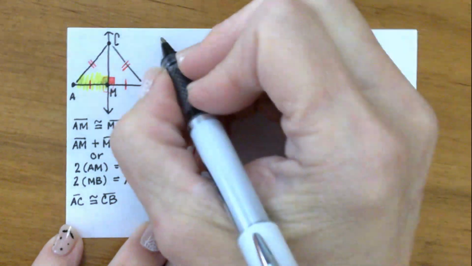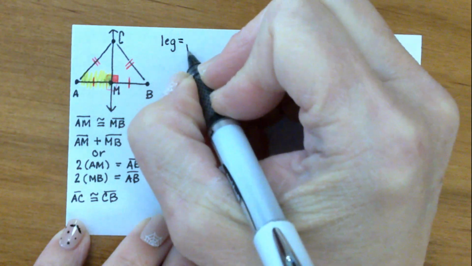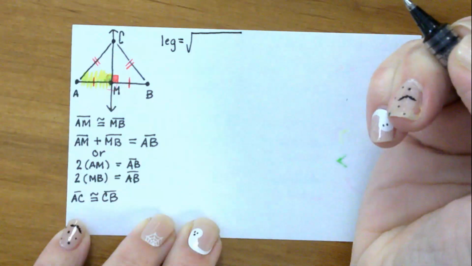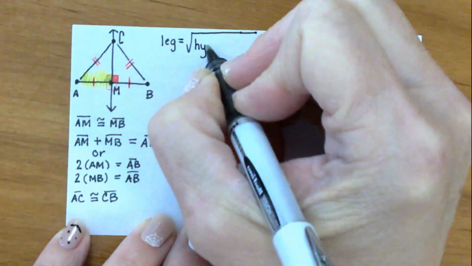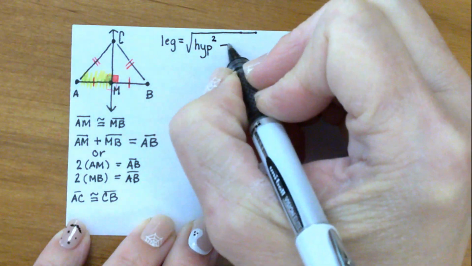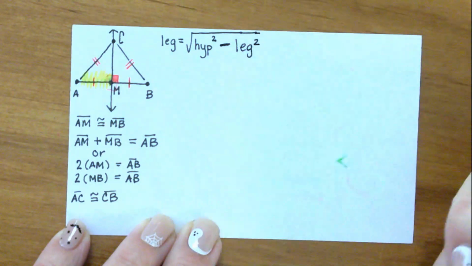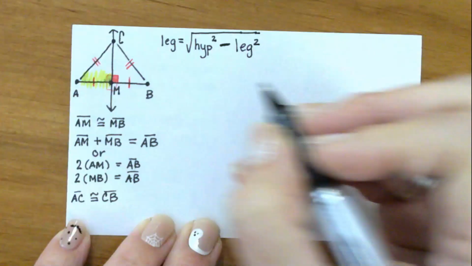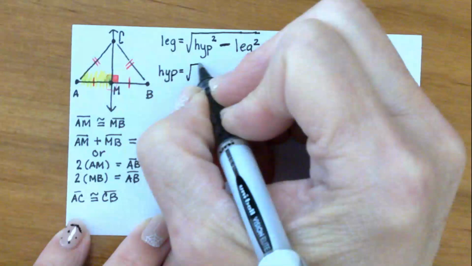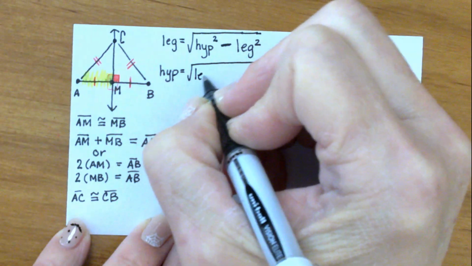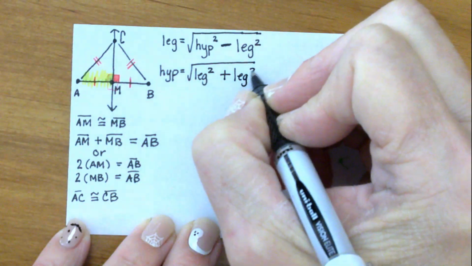So up here, I want you to write this down. Leg equals square root. Actually make it a little longer. Hypotenuse squared minus leg squared. And then if you want the hypotenuse, it's leg squared plus leg squared.